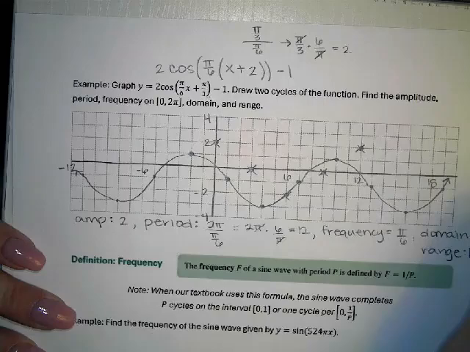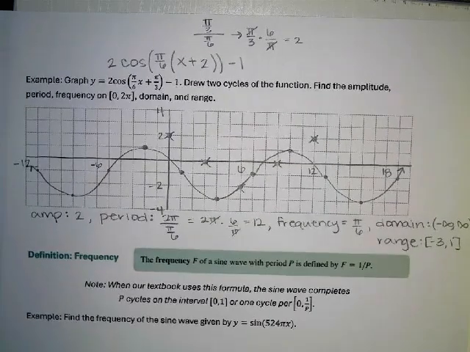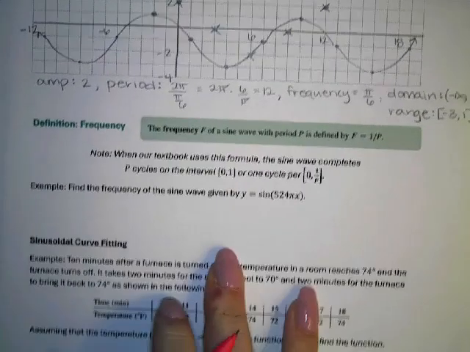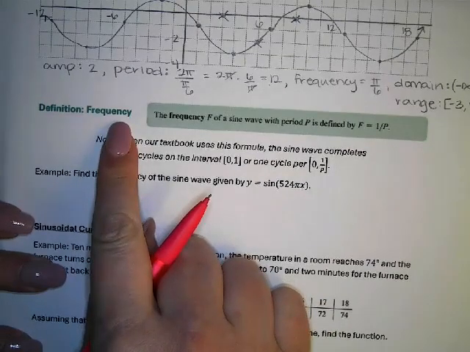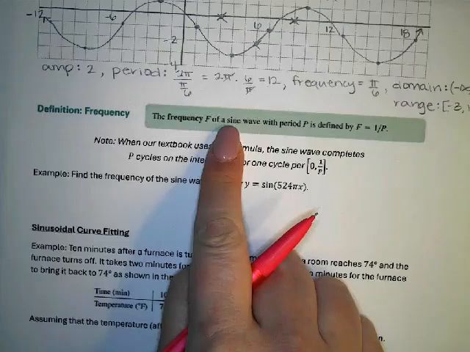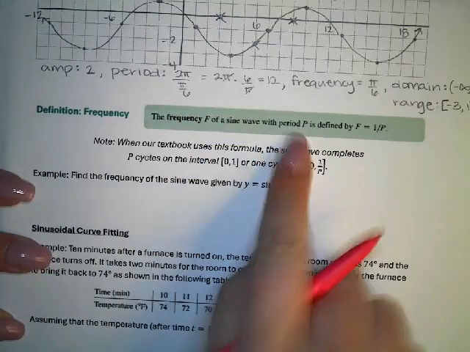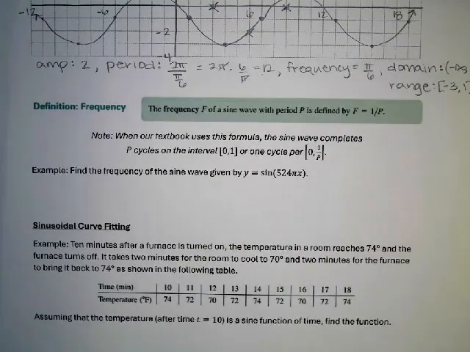All right, we are almost finished. So let's get on to these last couple question types. So your textbook defines frequency as the frequency f of a sine wave. And when they say sine wave, they mean sine or cosine, with a period p, is defined by frequency equals 1 divided by p.